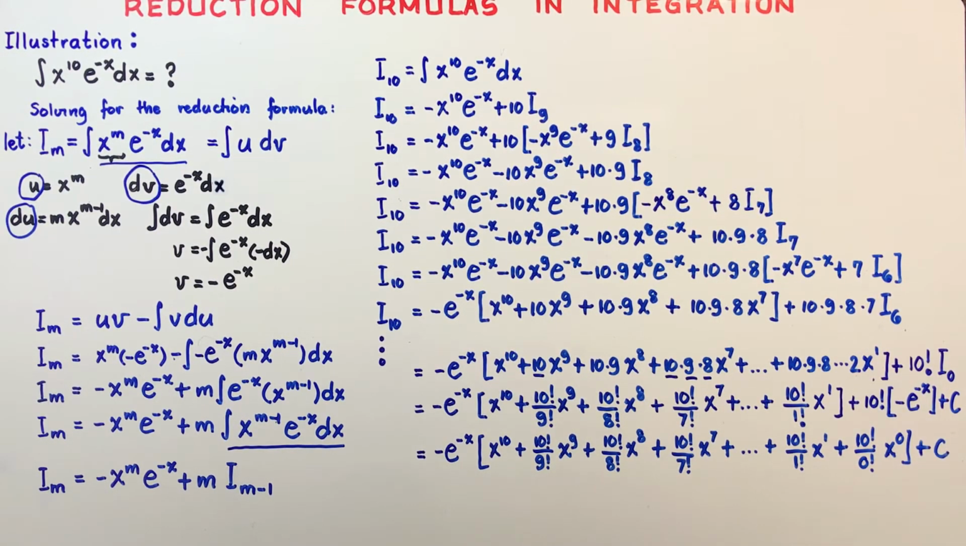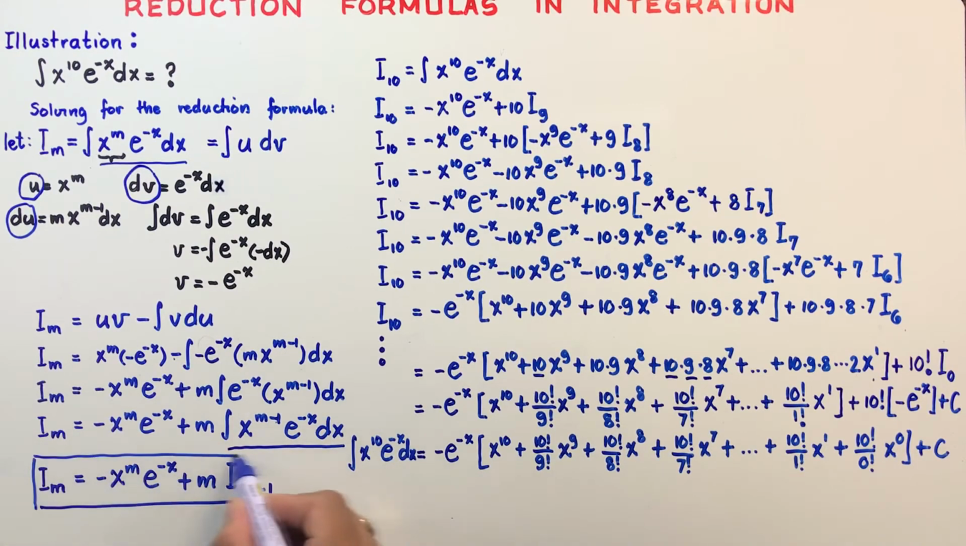And this is my answer when I want to integrate x to the power 10 e to the negative x dx. So this is how to apply this integration formula, which is a reduction formula. Actually in this example we are applying integration by parts 10 times, but the length of work was reduced by using this reduction formula that we derived here.